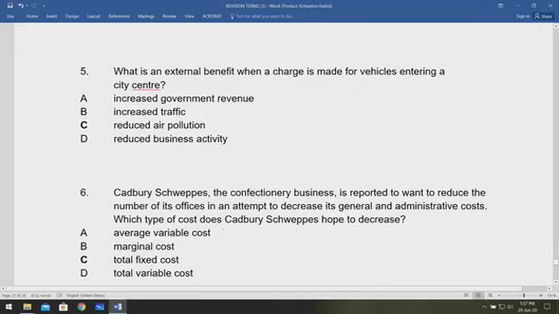So if you look at what are the costs they're wanting to decrease, general and admin costs. So that's got nothing to do with variable, nothing to do with marginal. So the only answer you can get here is the total fixed costs.